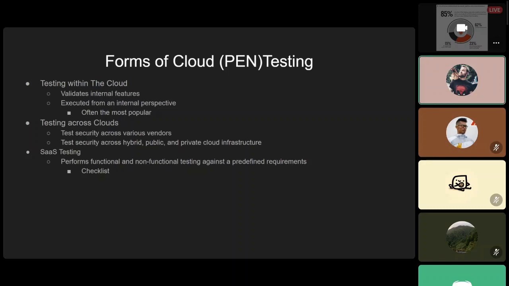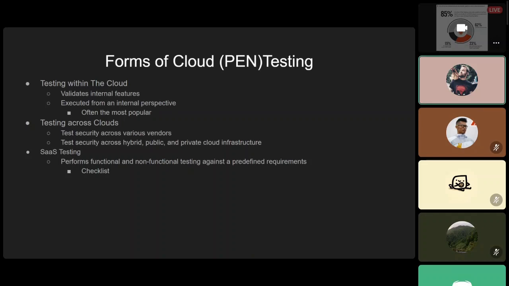Testing across clouds, right? That means we're looking at different vendors. We're also looking at hybrid public-private cloud infrastructure. You don't want your public cloud infrastructure to talk to your private infrastructure, so you need to be able to assess that. Or you might not want somebody to be able to look at your private cloud infrastructure, okay?